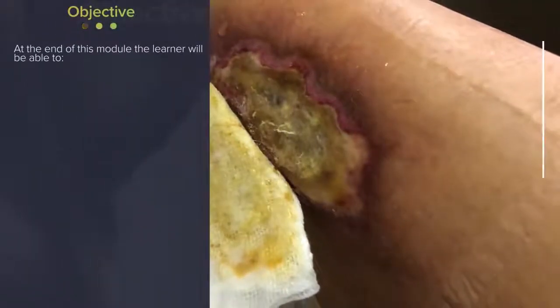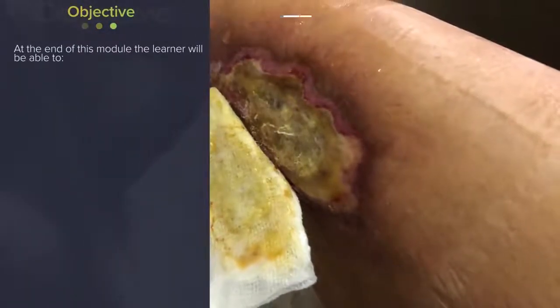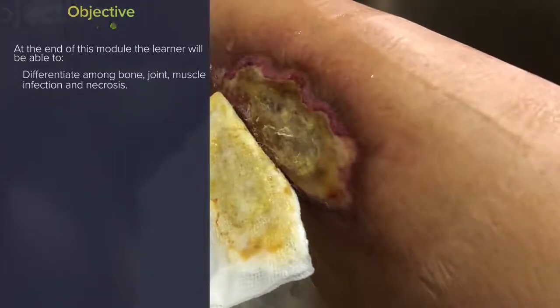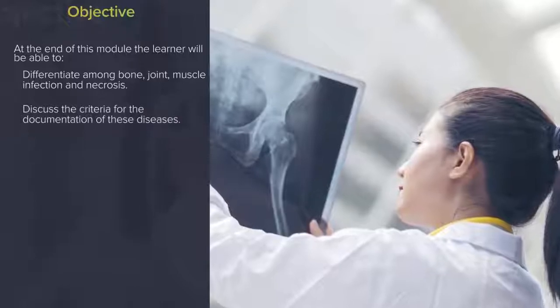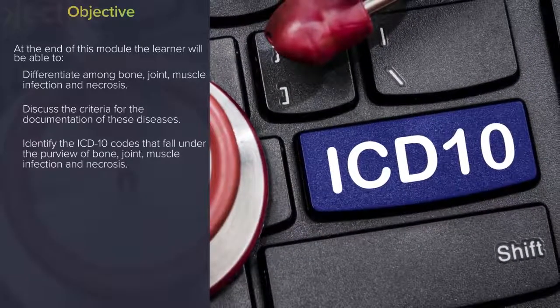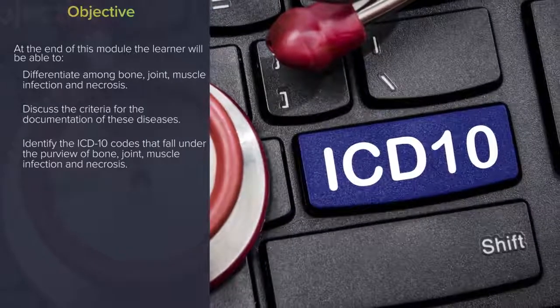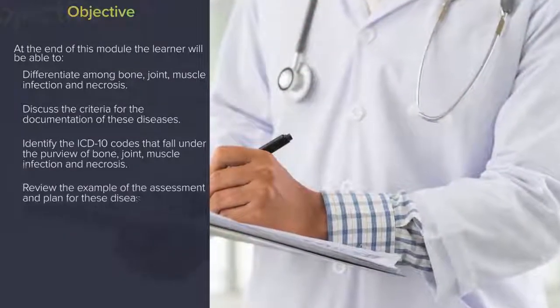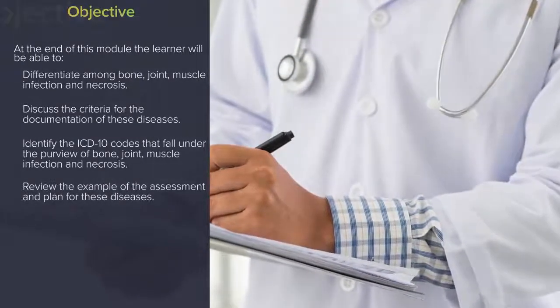At the end of this module, the learner will be able to differentiate among bone, joint, muscle infection and necrosis. Discuss the criteria for the documentation of these diseases. Identify the ICD-10 codes that fall under the purview of bone, joint, muscle infection and necrosis. Review the example of the assessment and plan for these diseases.